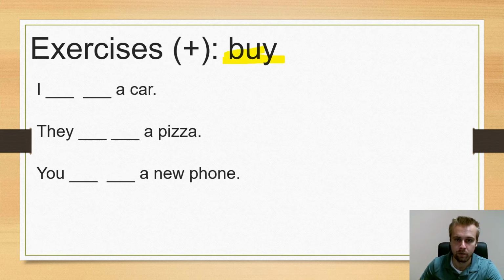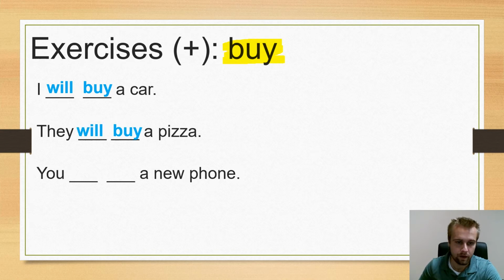Now we will use the verb buy. So I will buy a car. They will buy a pizza. You will buy a new phone. I will buy a new car.